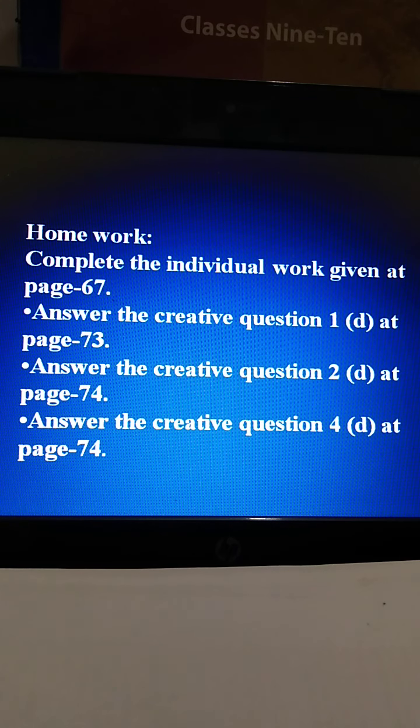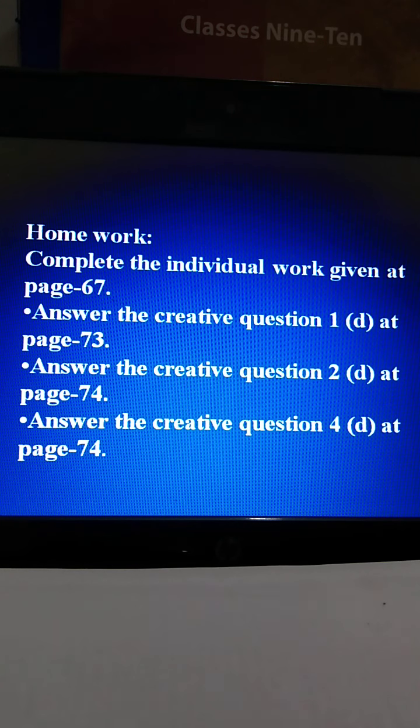Dear students, there is homework for you. Complete the individual work given at page 67 of your textbook, question number 2. Answer the creative question 1D at page 73. Answer the creative question 2D at page 74. And answer the creative question 4D at page 74.